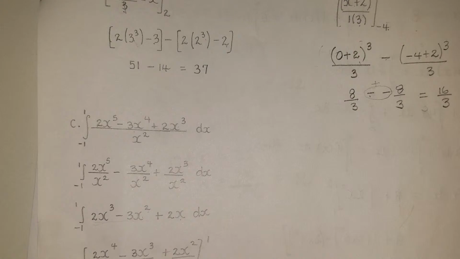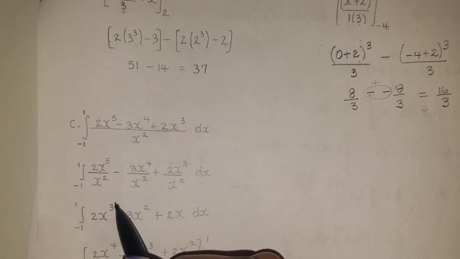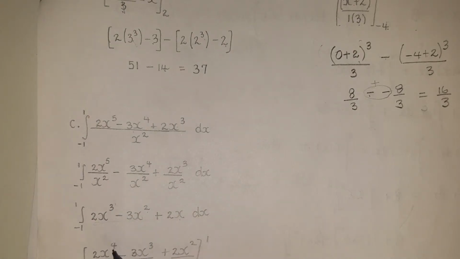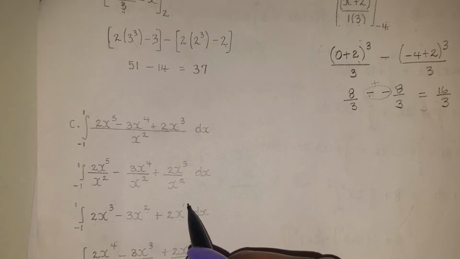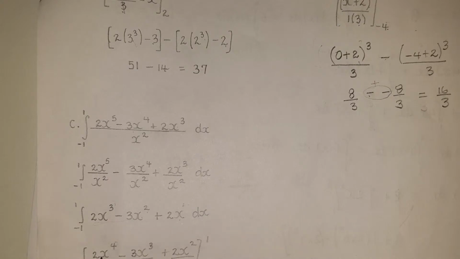So let's go ahead. We add 1 to the power of 3 to get 4 and divide by 4. We add 1 to the power of 2 to get 3 and divide by 3. This has already a power of 1, so when we add 1 to it, we get 2 and divide by 2. So now, the integral is half x to the 4 minus x cubed plus x squared. So this is what we're going to plug our upper and lower limit into.